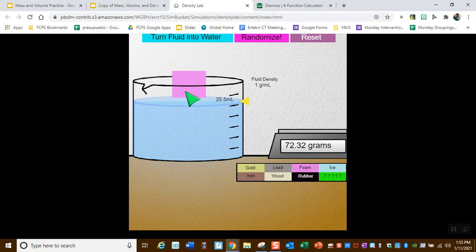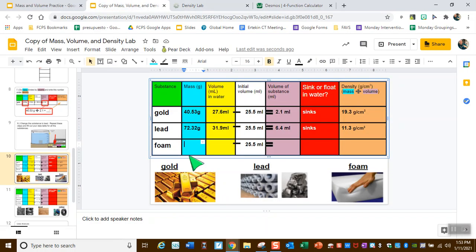So, the first thing we need is the mass. So, put the foam on the scale. Ooh, it's very light. 2.76 grams. So, let's write that here. 2.76 grams. Okay? That's the mass.